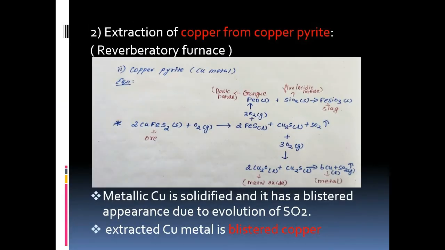Extraction of copper from copper pyrite. Copper pyrite is an ore for copper. We are doing this in the reverberatory furnace. It is also a type of furnace which is used for heating. Here from copper pyrite we are extracting the copper metal. We have taken the ore copper pyrite, the formula is CuFeS2. We are simply heating it in the presence of oxygen.